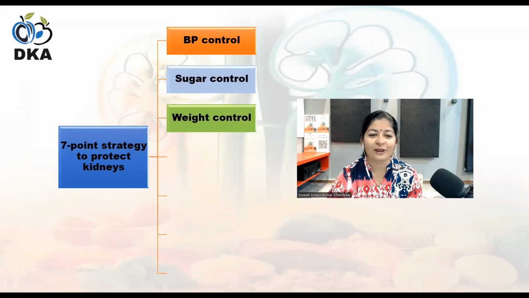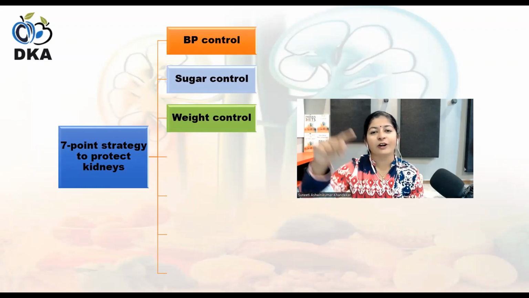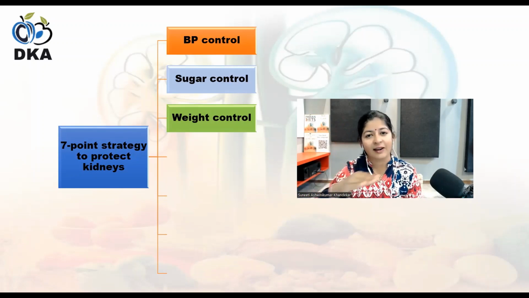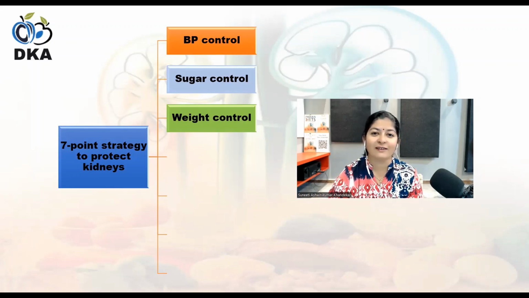Sugar control, weight control. Sugar control in case of diabetes: blood sugars, fasting and post-meal, need not have high spikes. If they are in a controlled manner, steady state, then it protects our kidneys. Weight control, because we have already seen that obesity is a causative factor of chronic kidney disease in the long run. So we need to control our weight.